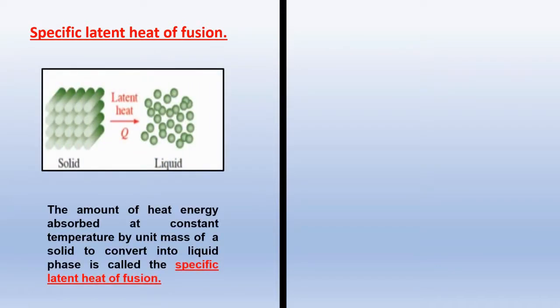Now let us define the specific latent heat of fusion, which we have studied in the first phase, that is the conversion of ice to water. This is nothing but the amount of heat energy absorbed at constant temperature by unit mass of a solid to convert it into liquid phase. That is, from solid phase to liquid phase, the amount of heat energy absorbed at constant temperature by unit mass. This is known as specific latent heat of fusion.